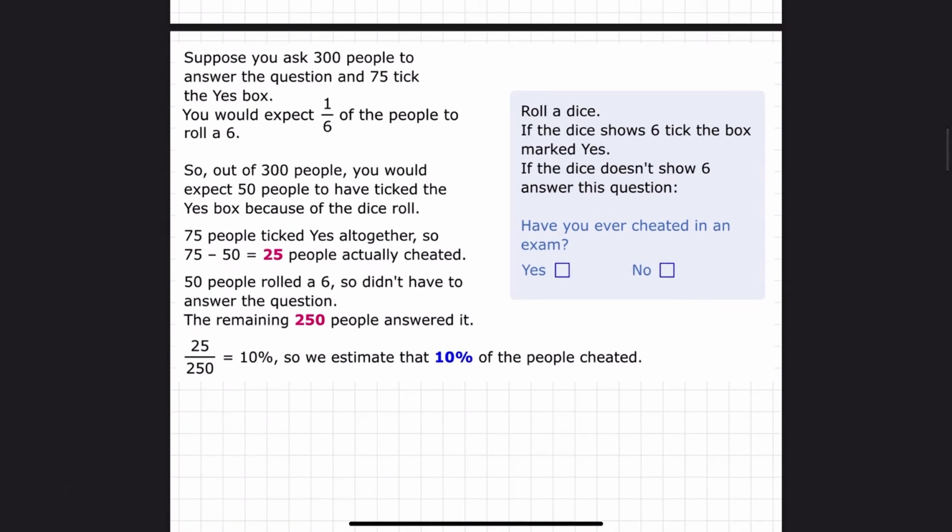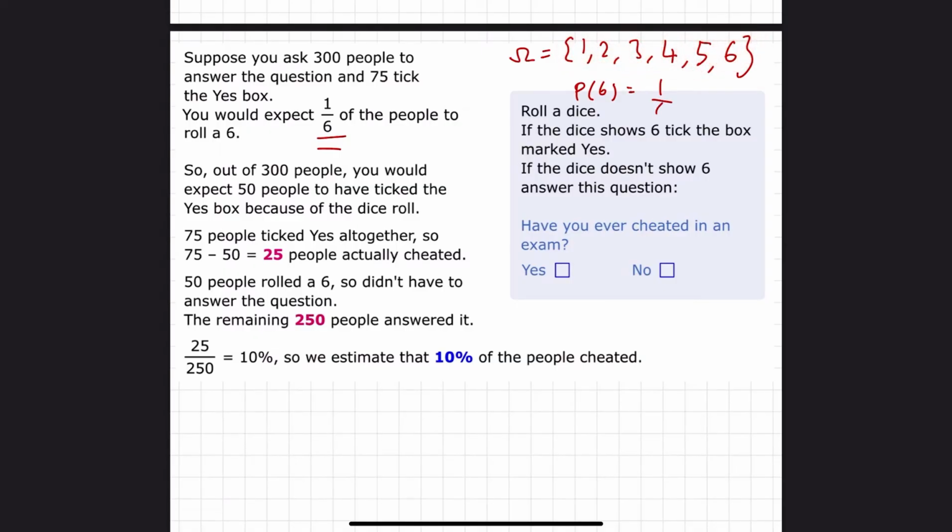Actually, let's dive into more detail just in case you didn't follow. Suppose you ask 300 people, same question as we had before. As we said, we expect a sixth of people to roll a 6 because in your sample space, you have either a 1, a 2, a 3, a 4, a 5, or a 6. A 6 only appears once, so the probability of a 6 is 1 out of how many? 1, 2, 3, 4, 5, 6.